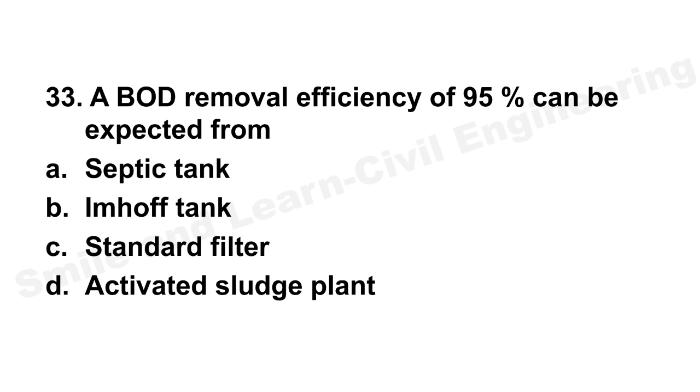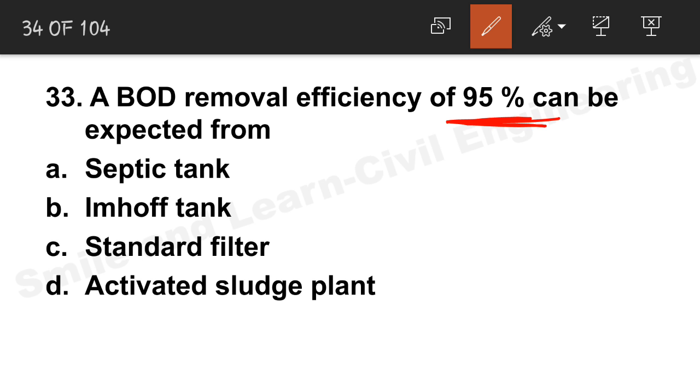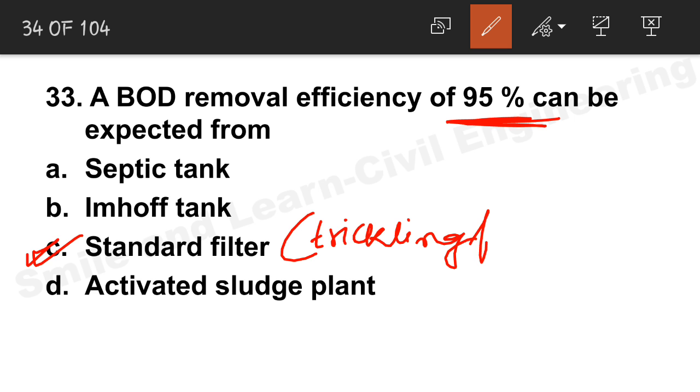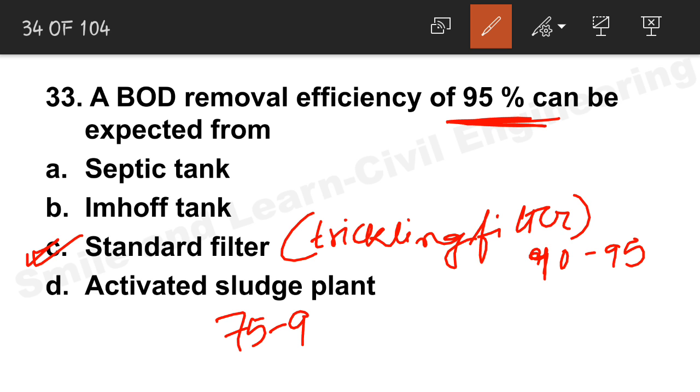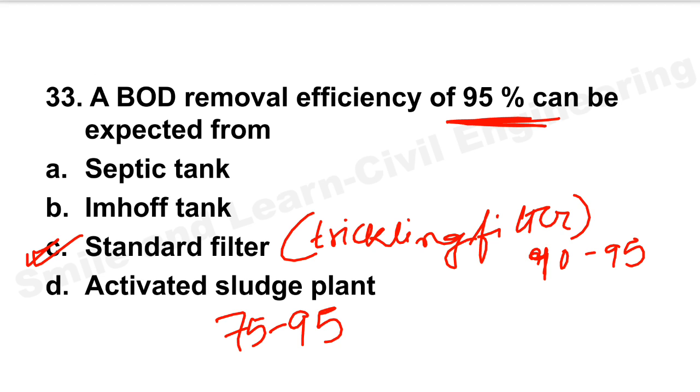Question number 33. A BOD removal efficiency of 95% can be expected from. So almost 95% of the bacteria will be removed in the standard filter. Alright, so this is the standard filter or the trickling filter. Trickling filter, 90 to 95% bacteria. In other cases, 75 to 95% is achieved in activated sludge. So I think option C will be the correct answer.